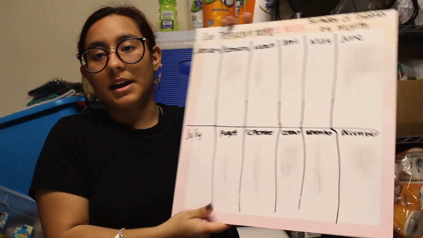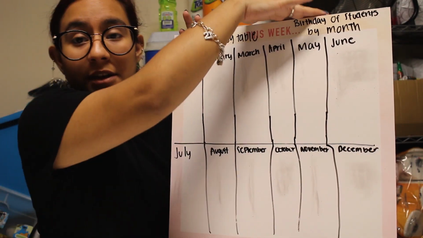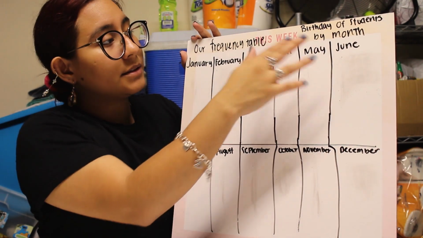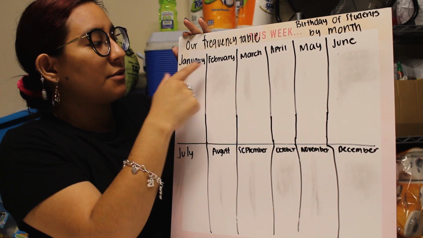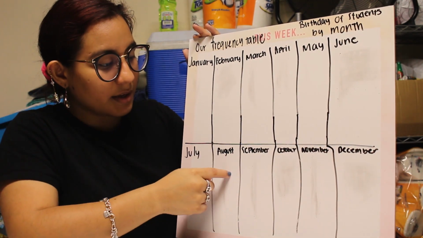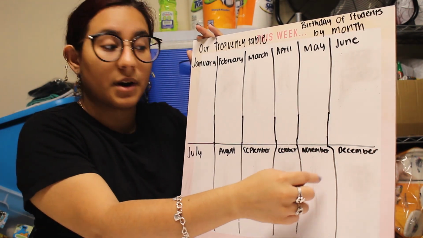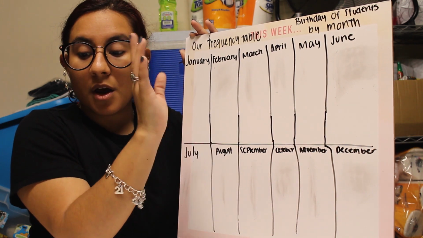So at the beginning of my lesson, I would have the board already pre-made, with each month cut off in a little section, and this is how the board would look. The title of our lesson would be Birthday of Students by Months. We will have January, February, March, April, May, June, July, August, September, October, November, and December, which are all the months of the year.